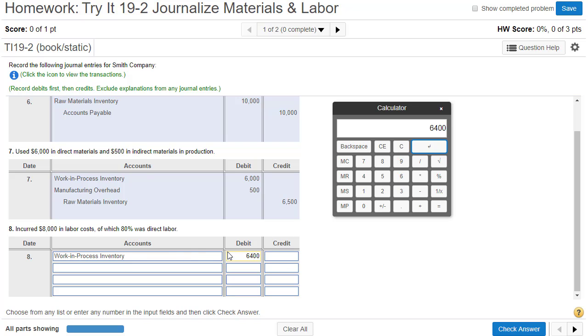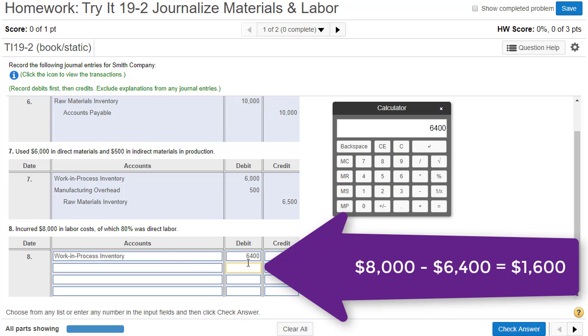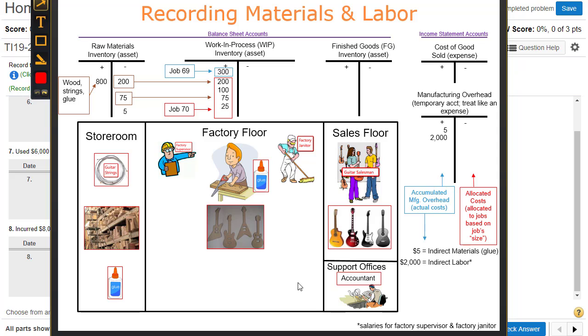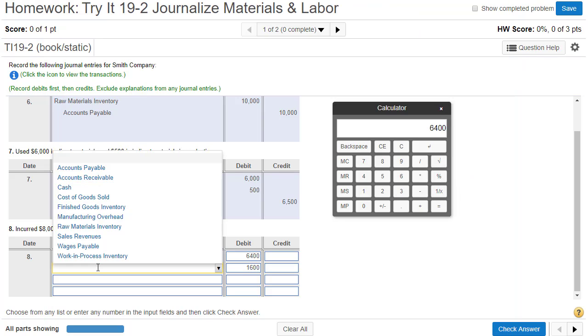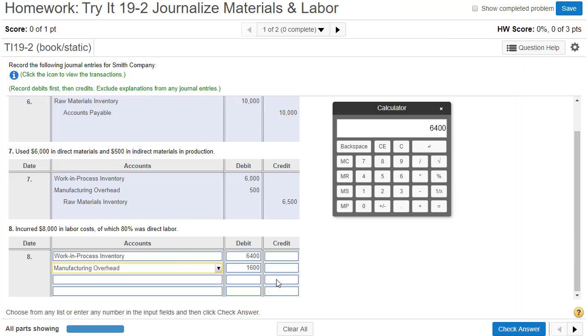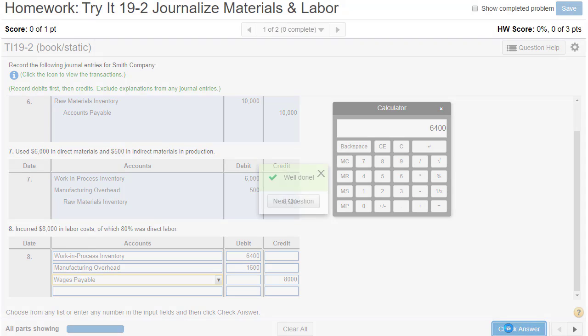All right, so if 80% was direct labor, then the rest, 20%, was indirect labor. So 8,000 minus 6,400 is $1,600. But now how do we classify indirect labor? Well, indirect labor, just like indirect materials, goes to manufacturing overhead. These are actual costs, so we're going to accumulate them on the left side, the debit side for manufacturing overhead. And then the $8,000 credit is wages payable. And that's it.